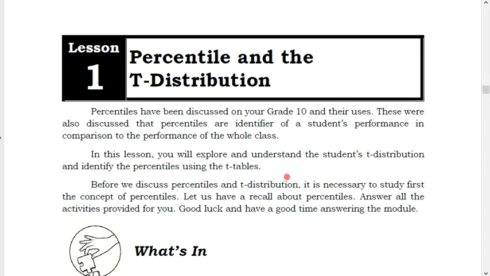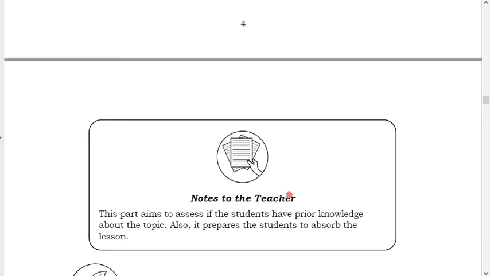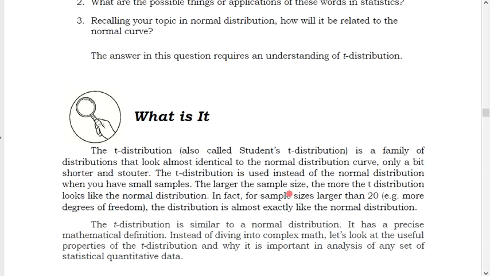So, yung mga grades ninyo is in percentage, di ba? So, nakikita nyo naman na if ever naka-perfect kayo sa inyong exam, you will have a 100%. Okay? So, let's move on with the t-distribution.